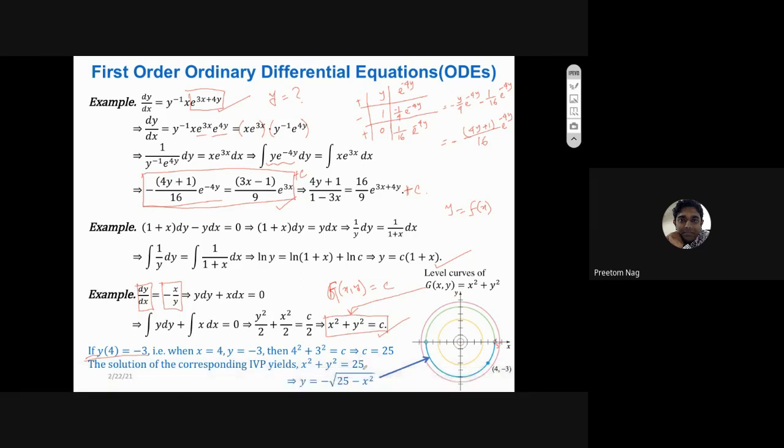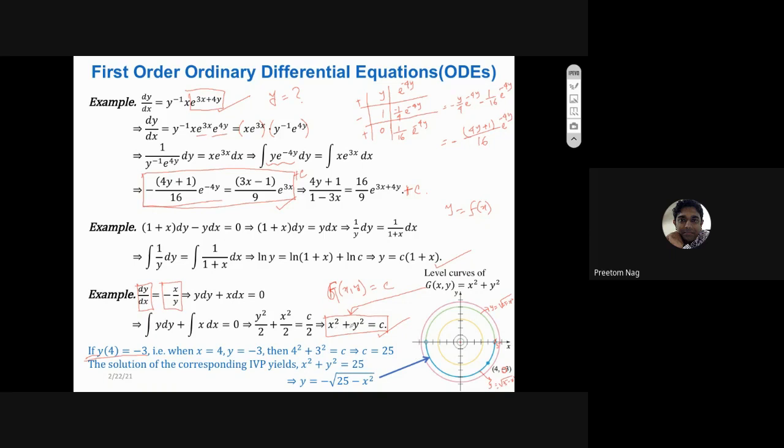We chose y equals minus square root of 25 minus x square because y is given by a negative value. For a circle, as you know, for the upper part of the circle, y is square root of 25 minus x square, and for the bottom part of the circle, y is minus square root of 25 minus x square. Since y is negative here, we have to choose the bottom part of the circle as the solution curve.